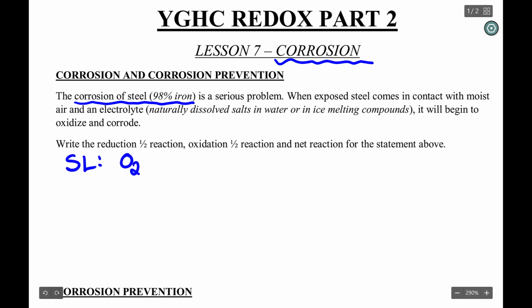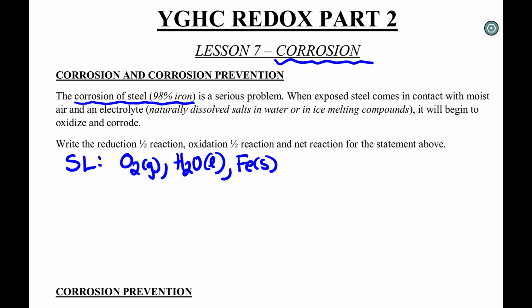Now, moist air would essentially be oxygen and water. And then, of course, iron is Fe solid. We could include nitrogen in the list because almost 80% of air is nitrogen. The thing is, nitrogen is so inert, it's not part of the reaction. Now, it is important to know that dissolved salts in the water naturally from the ground, or even from salts put on roads, act as the electrolyte in order for this reaction to happen.